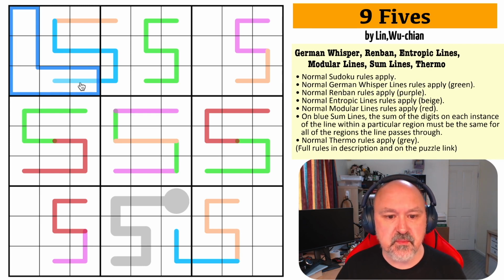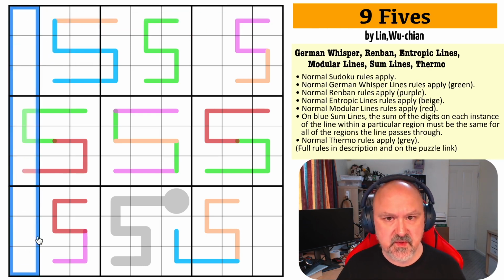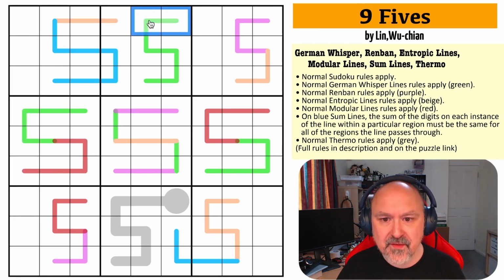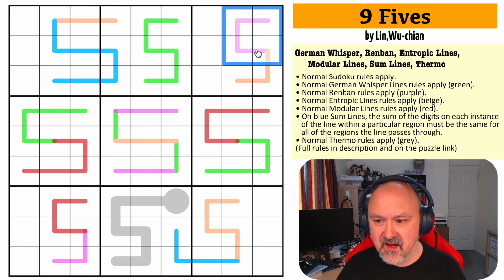Normal Sudoku rules apply. So in every box, in every row, and in every column, the digits 1 to 9 must be placed without repetition. We've got green lines, which are German whisper lines. So adjacent digits on these lines must have a difference of at least 5. We've got purple lines, which are Renban lines. They must be a set of consecutive non-repeating digits in any order.